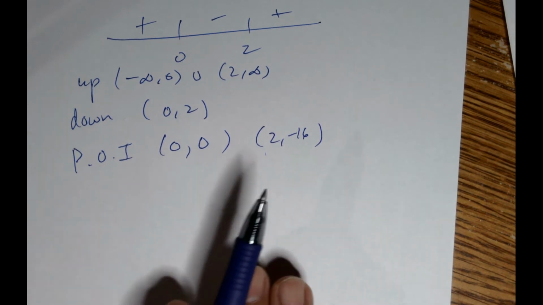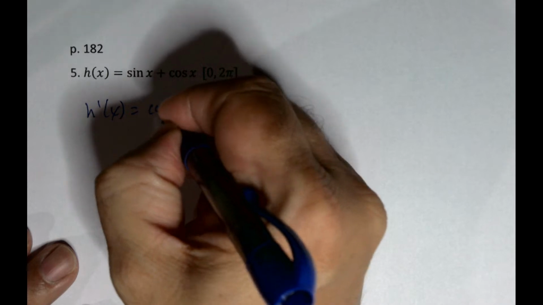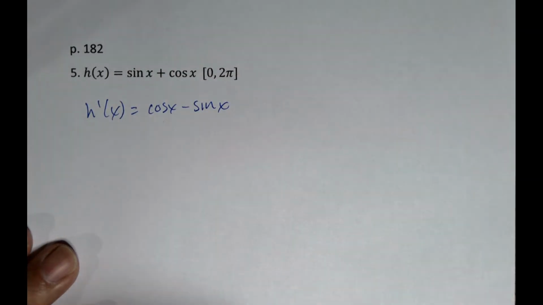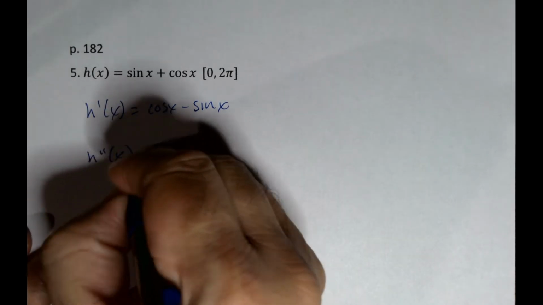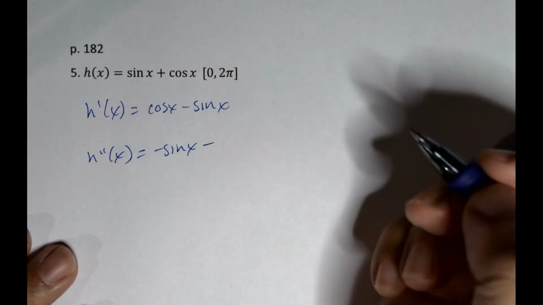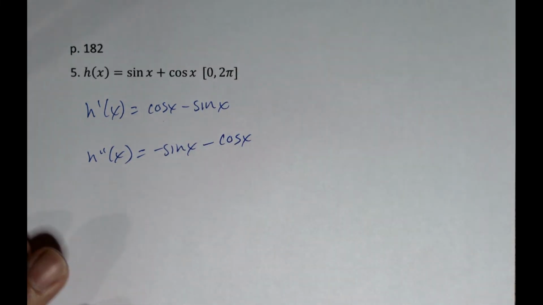And that's example 4. Let's go on to example 5, page 182. We're asked to analyze the second derivative from 0 to 2 pi of this. So it's h prime of x equals cosine x minus sine x. All I'm doing is taking the derivative and then the second derivative. So derivative of cosine is negative sine. Derivative of sine is cosine. So that's that. Now we do what? Now we analyze this.